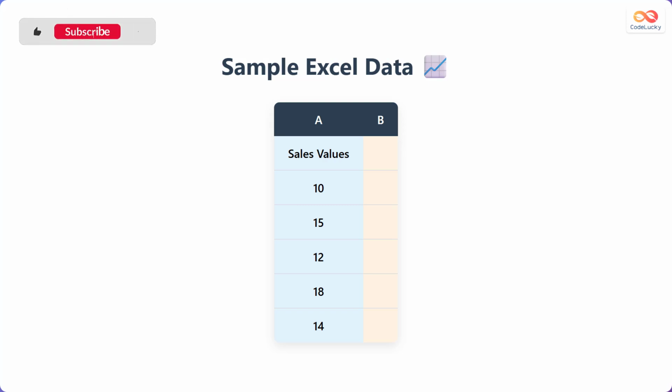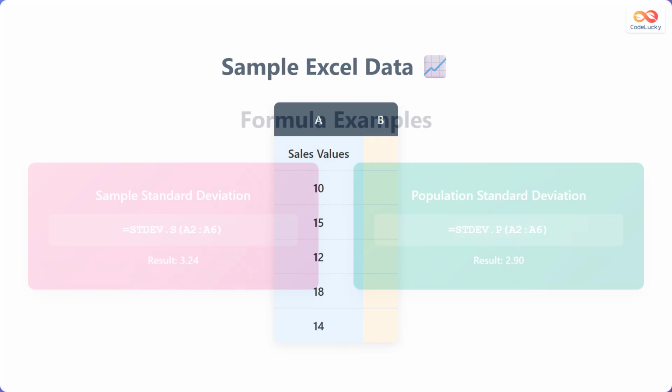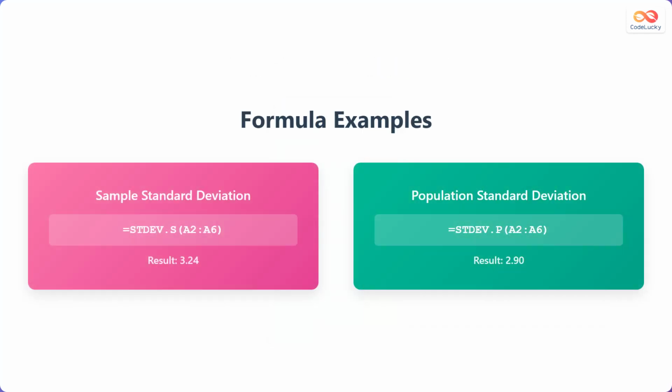Here's an example of sample data in an Excel table. Column A contains sales values 10, 15, 12, 18, and 14. Here are some examples of using the STDEV.S and STDEV.P functions with the data shown in the previous slide.